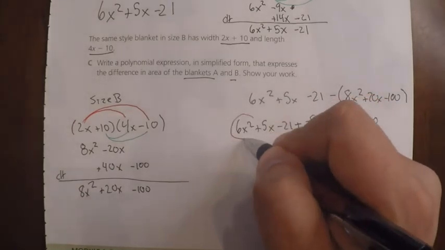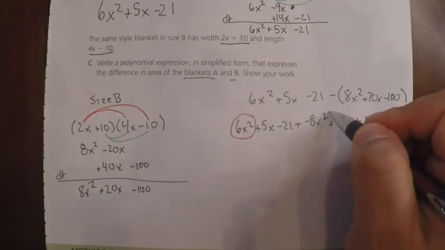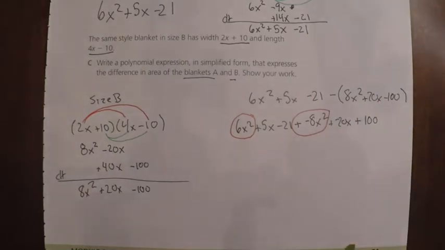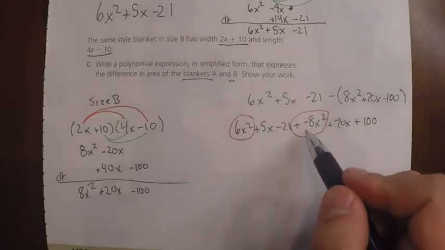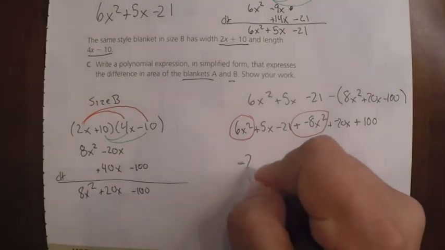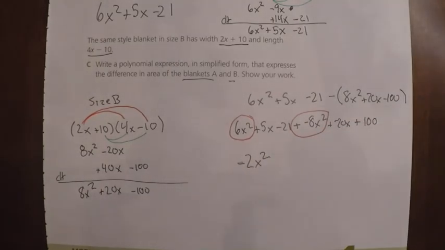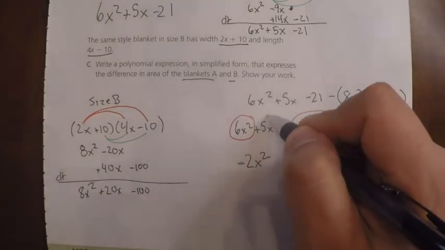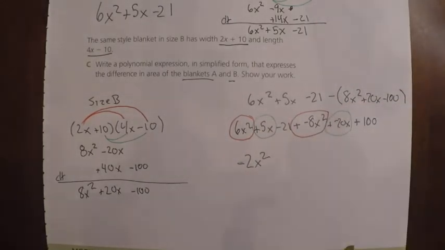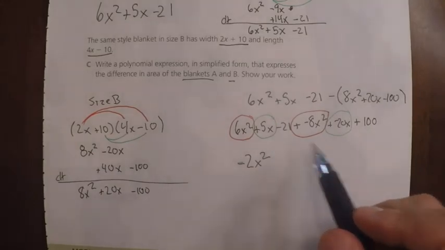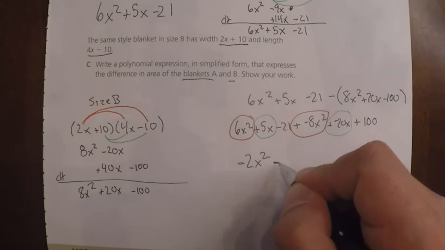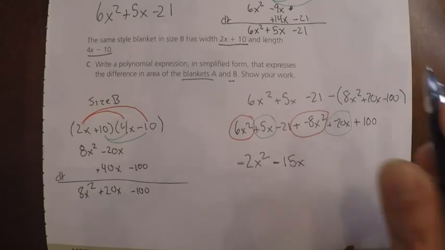So we could start with our x squared. So we have 6x squared plus negative 8x squared. So 6 plus negative 8 is negative 2x squared. Then we can take our next term, the x's. So positive 5x plus negative 20x. Positive 5 plus negative 20 is going to be minus 15x.